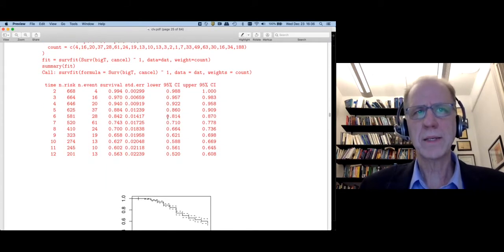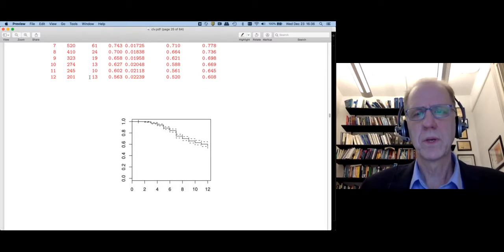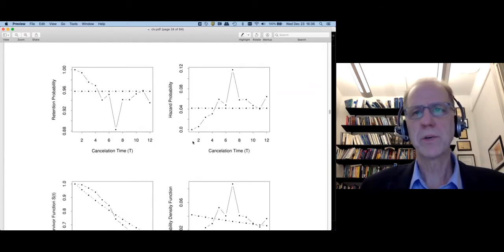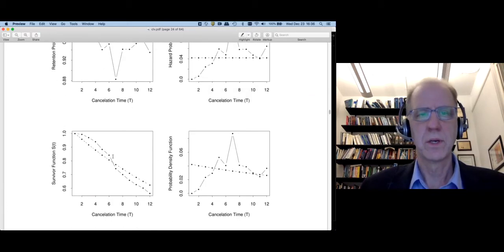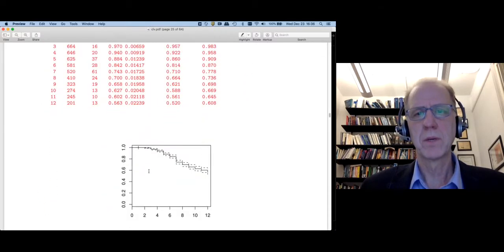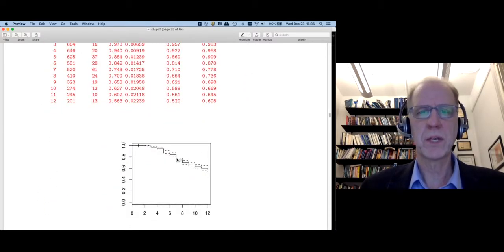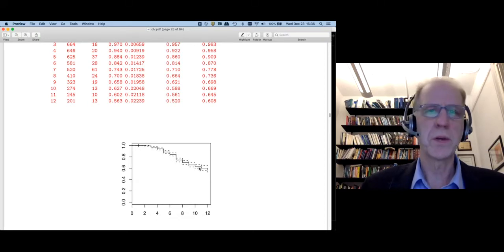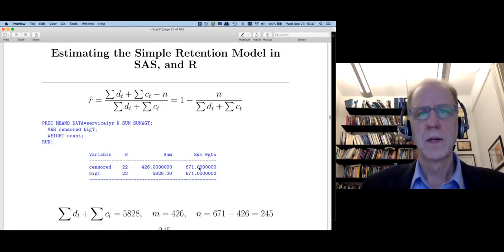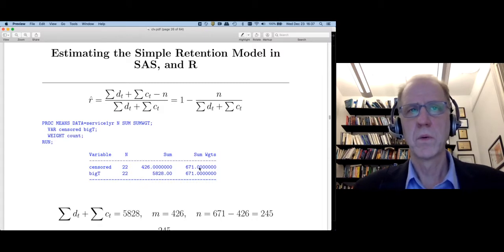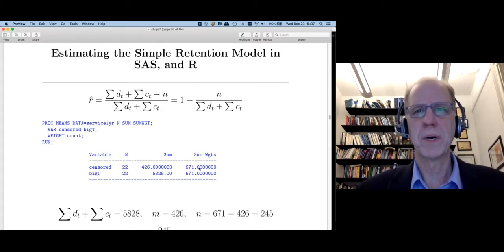If you plot a fitted object, you get the survivor function, which looks a lot like the one that I created by hand back here. So we saw a substantial drop. Here we see a step function with a pretty substantial drop at month 7 and smaller drops for the other months. Now we could compare this with what we get with the simple retention model.